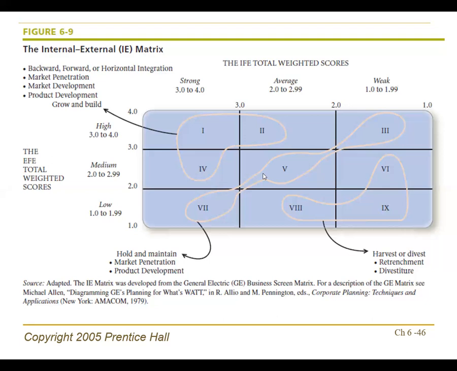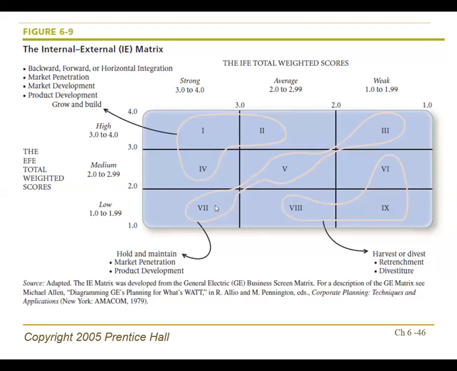Let's say, as I said, your IFE score was 2.5 and EFE 2.58, if you remember. So 2.5 and 2.58 is somewhere here in box number 5. You see that? Because in box number 5, the IFE score is 2 to 2.99, and the EFE is again 2 to 2.99. So 2.5 and 2.58 lies in box number 5. So it comes in this group.